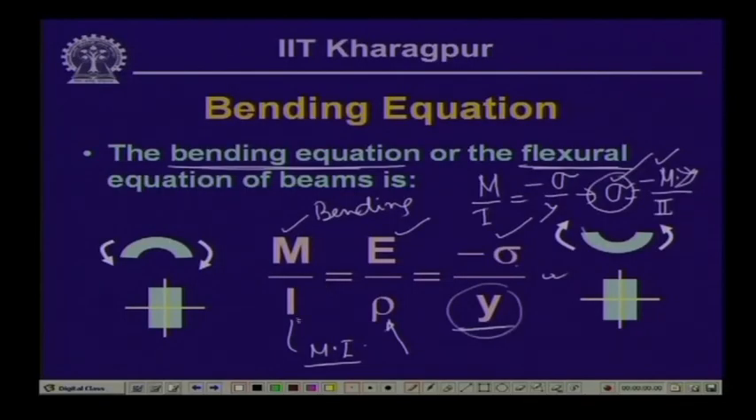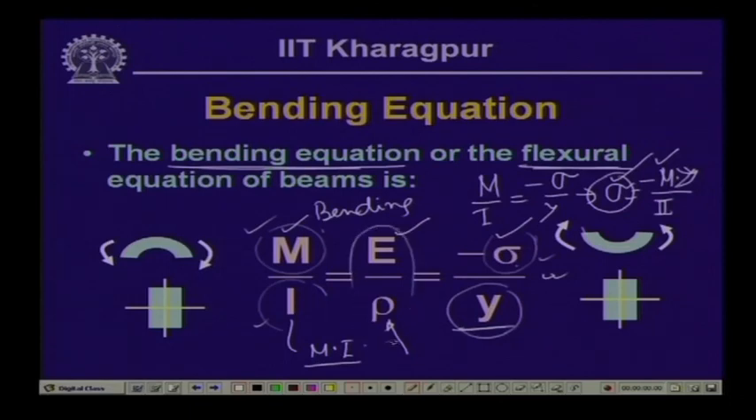So, the twisting moment can be compared with the bending moment, tau can be compared with sigma, and J, the polar moment of inertia, can be compared with the moment of inertia of the section. Now, T by J was equal to tau by rho, where rho was the radius of the shaft, equal to G theta by L, that was the rotation.